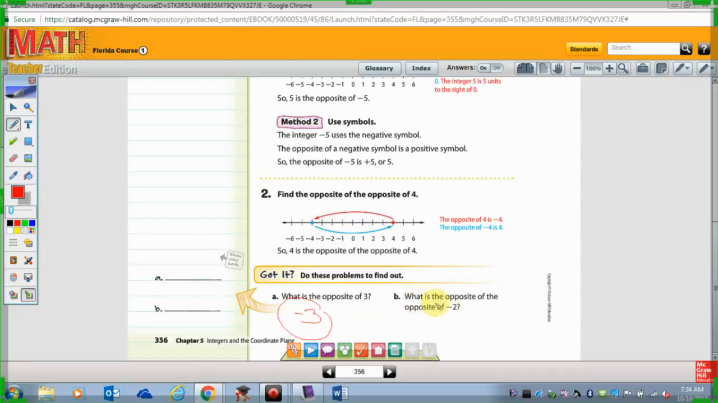This one says, what is the opposite of the opposite of -2? So that's opposite and opposite, so they cancel out, and the answer is going to be the original number, which is -2. So here it changed because it said, what is the opposite? Here it ended up changing back to the original because it said the opposite of the opposite. So be very careful in how you read them.